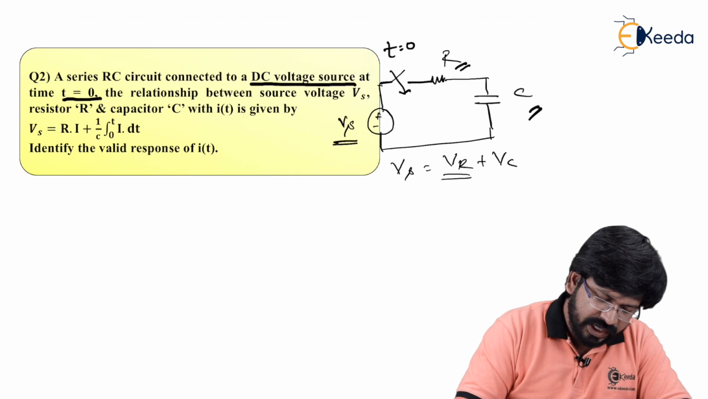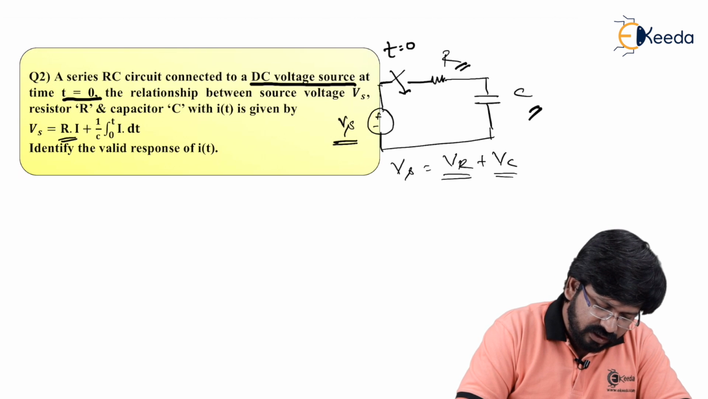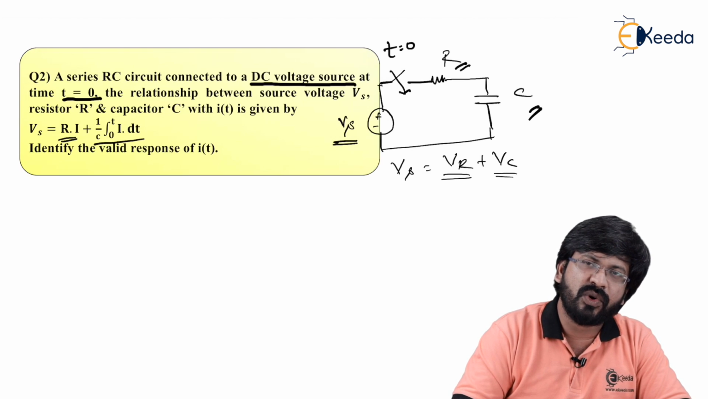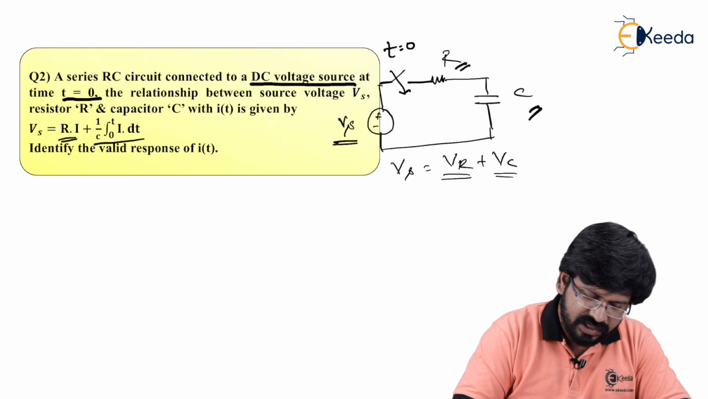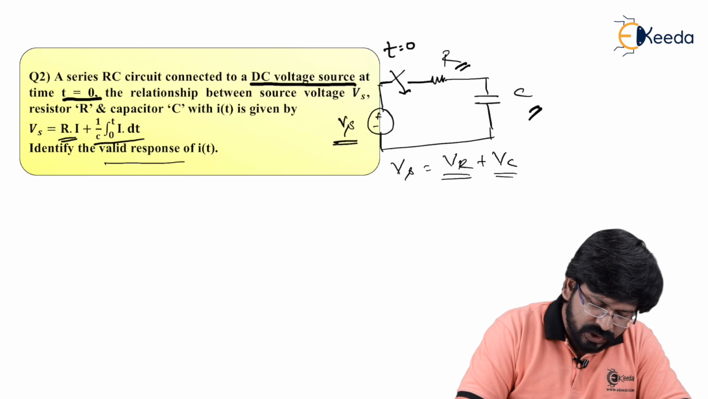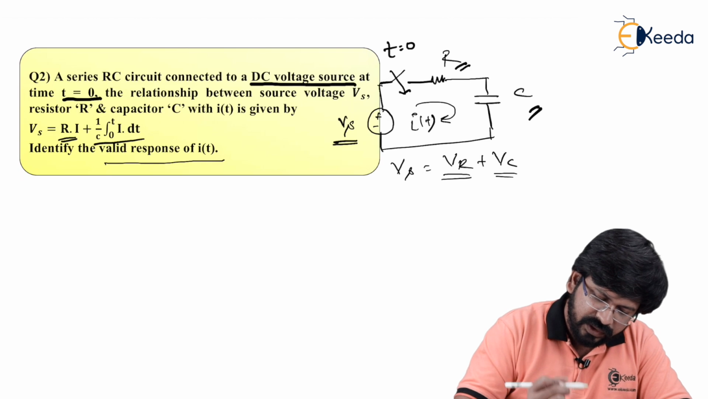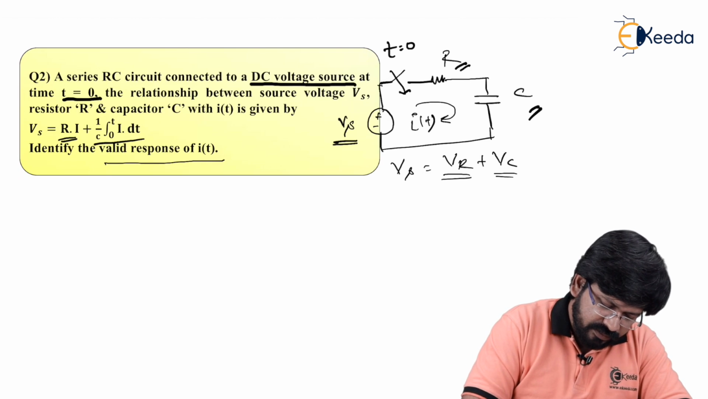I mean, supply voltage is equal to voltage across R plus voltage across C. VR is nothing but voltage across R, which is nothing but IR, right? And voltage across C is given by the integration formula, 1 upon C integral 0 to t of I dt. So that's nothing but the KVL relation they have given. That wasn't necessary for our problem. You have to identify the valid response for I of t. Let me say this is I of t.